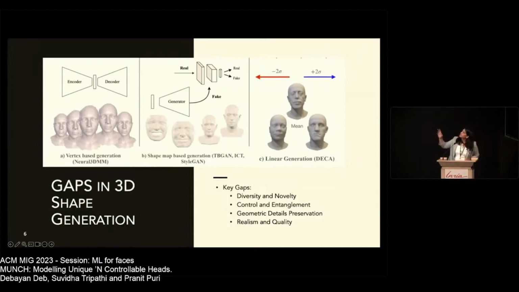If you can visualize in the figure, in the first part A, you can see the vertex-based generation using Neural 3DMM. You can see that there is less diversity between the generated heads. Again, with non-parametric methods like GANs, you can see the generated heads from TB-GAN and ICT. They lack diversity again, and TB-GAN doesn't actually generate a full head. And again, there was a problem with linear generation methods like DECA and BFMs.